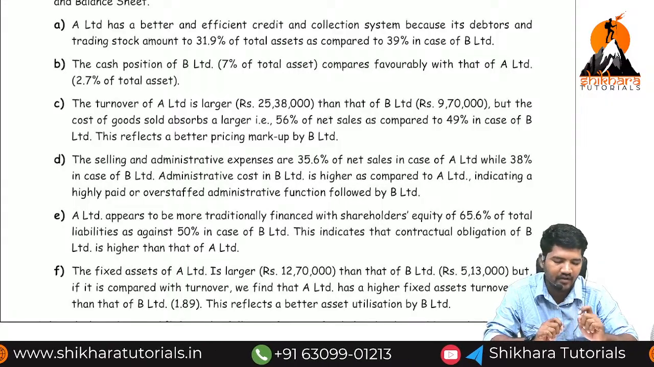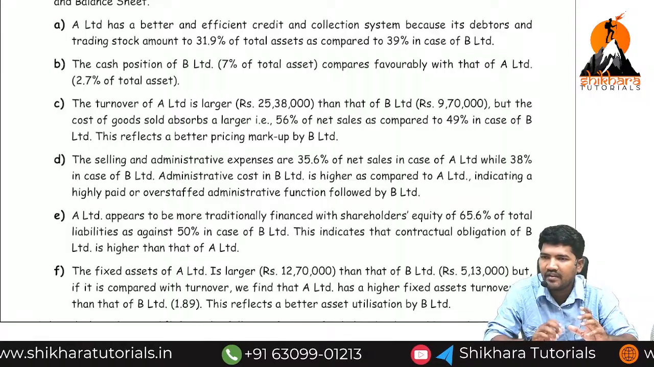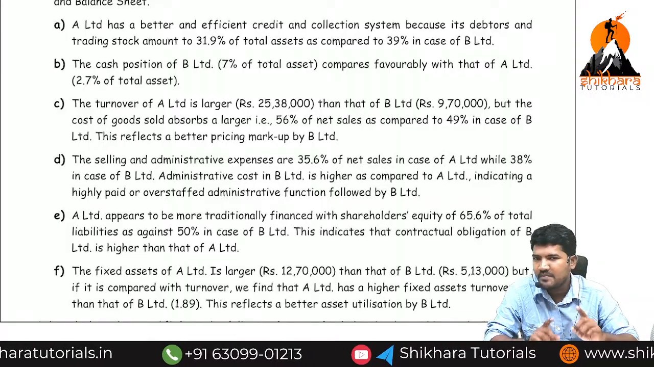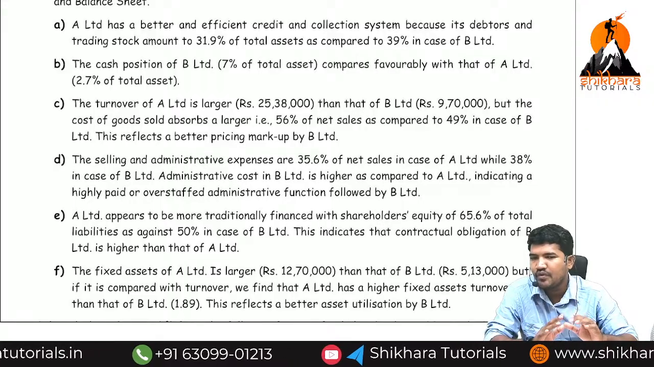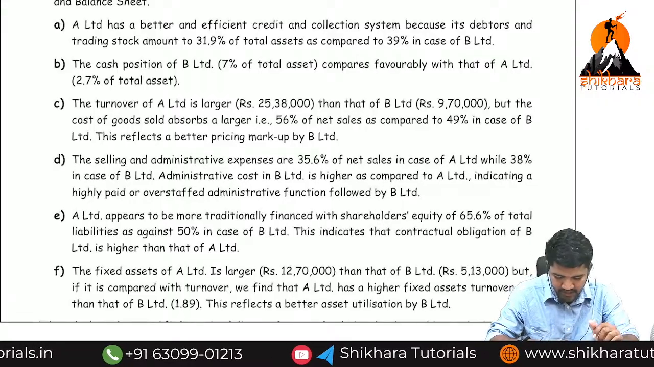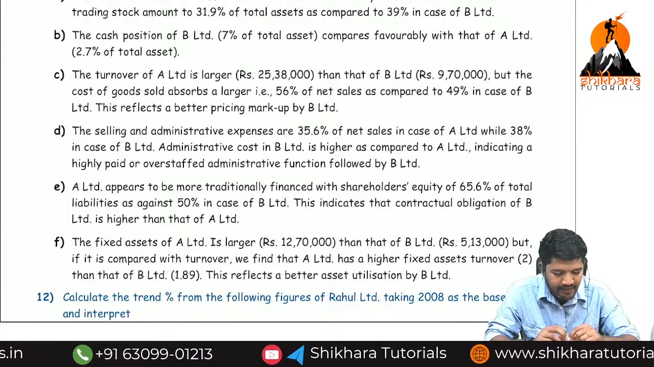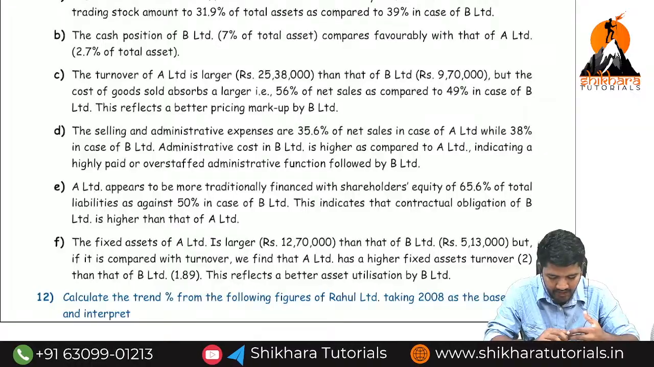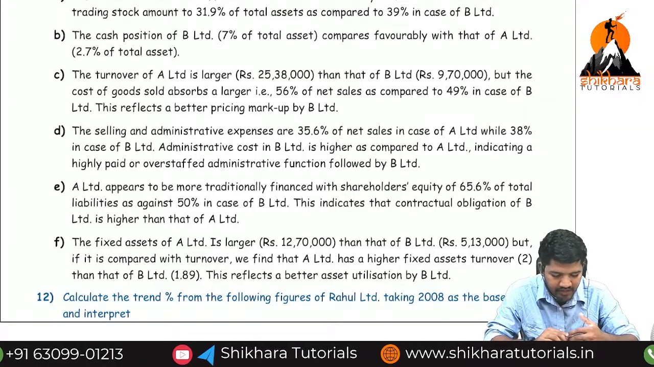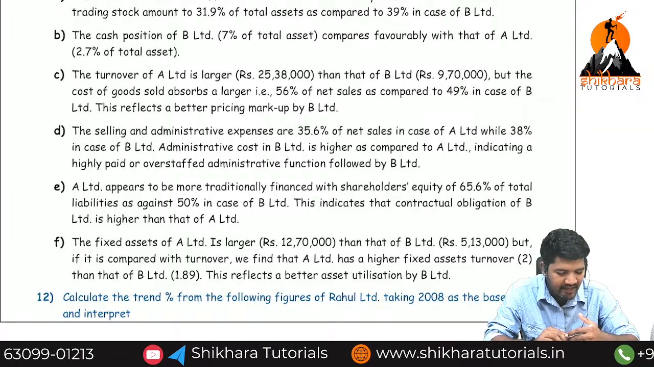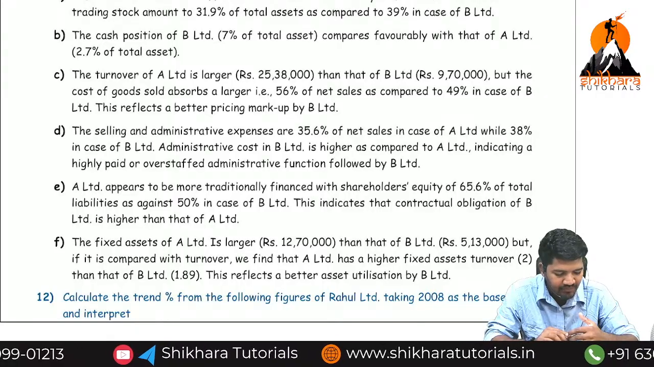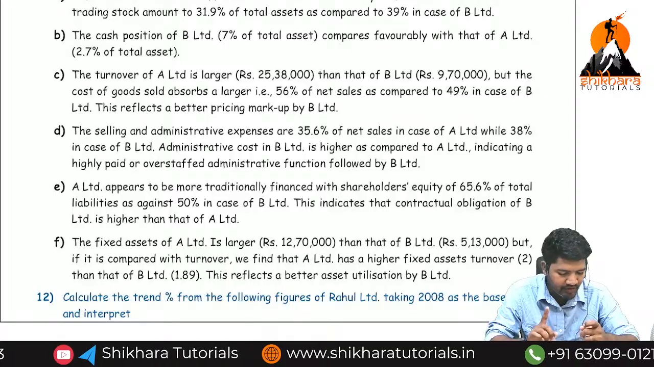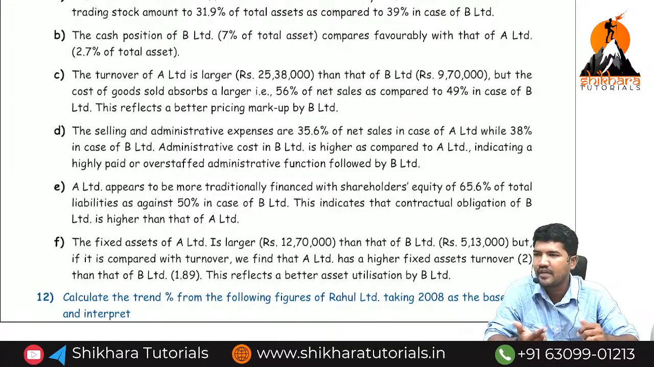We completed more than the individual analysis. Here they consider totals; we specified total individually as well as total comment. Next, selling and admin expenses are 35.6% of net sales in case of A Limited, while 38% in case of B Limited. Administrative cost in B Limited is higher compared to A Limited, indicating overstaffed administrative function in B Limited. This point also we touched.